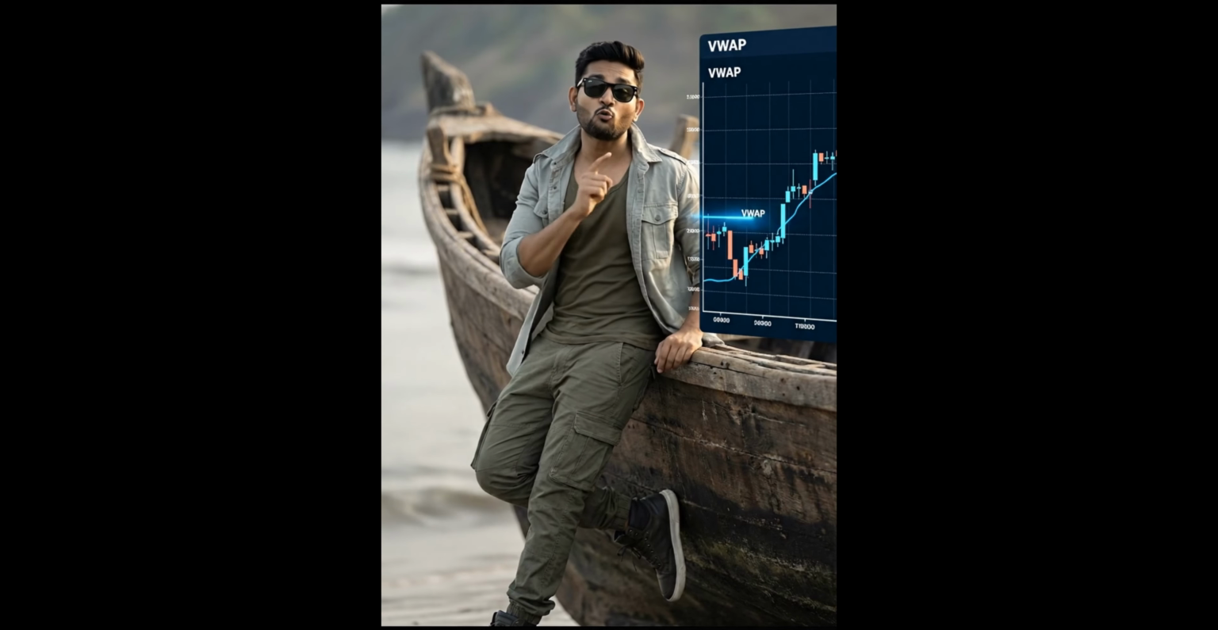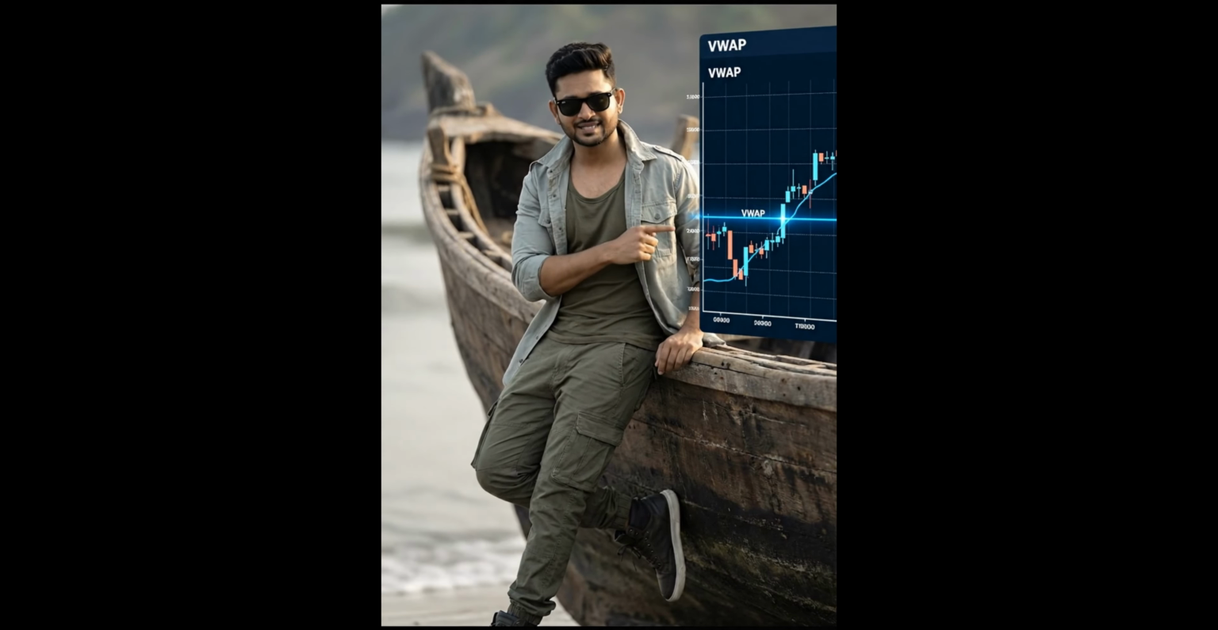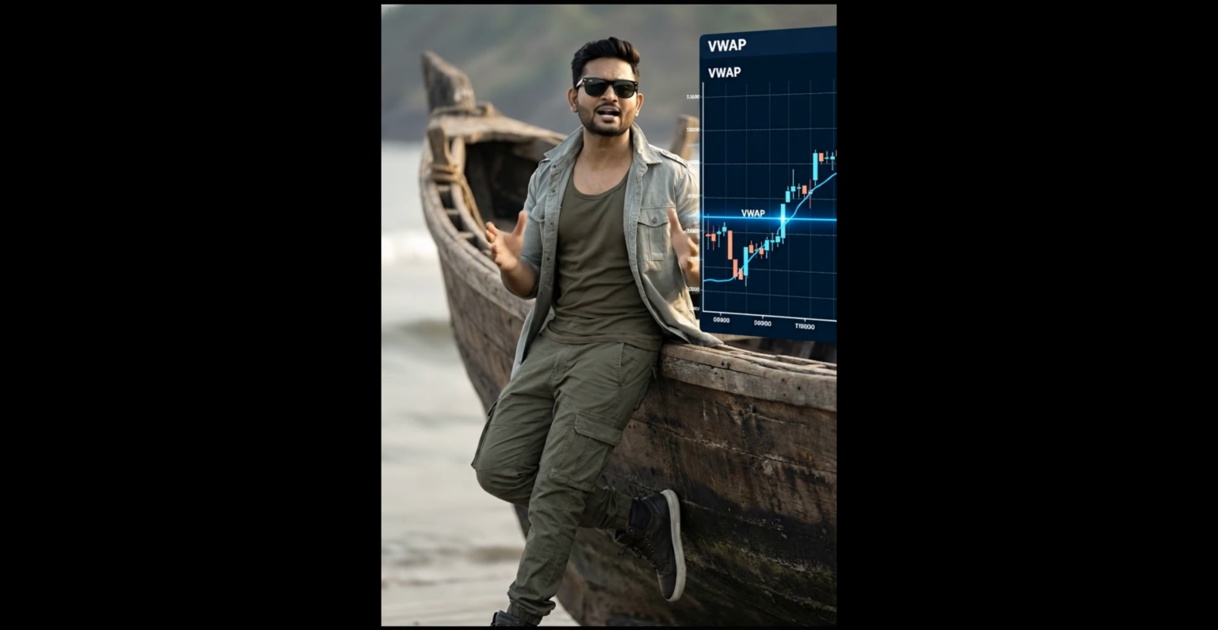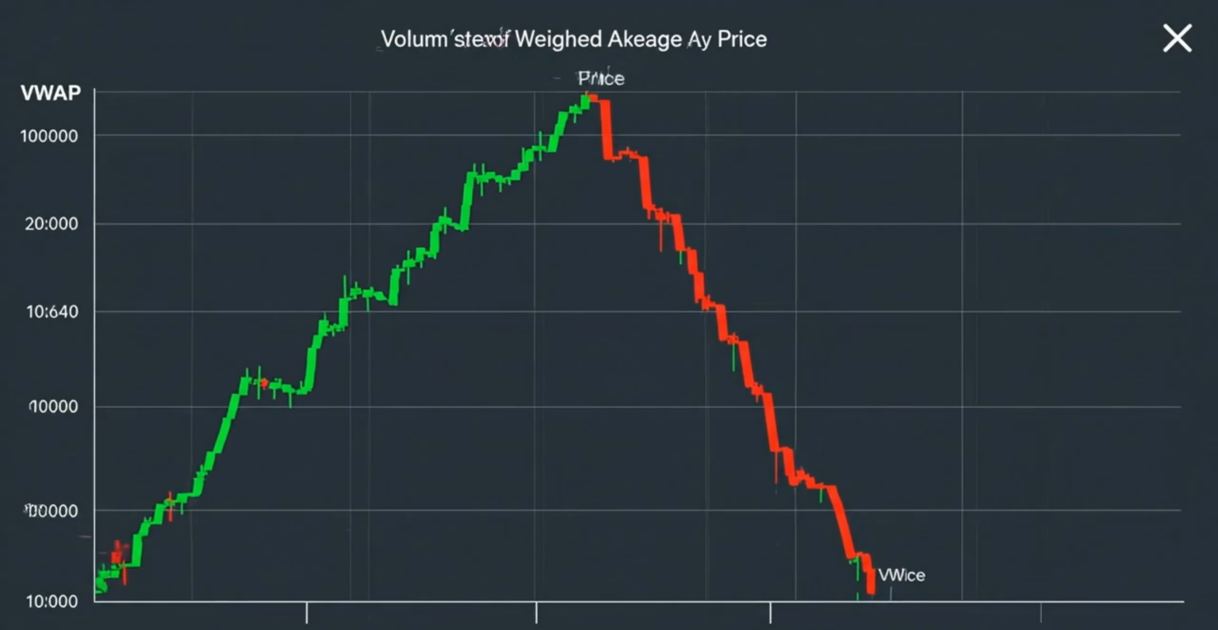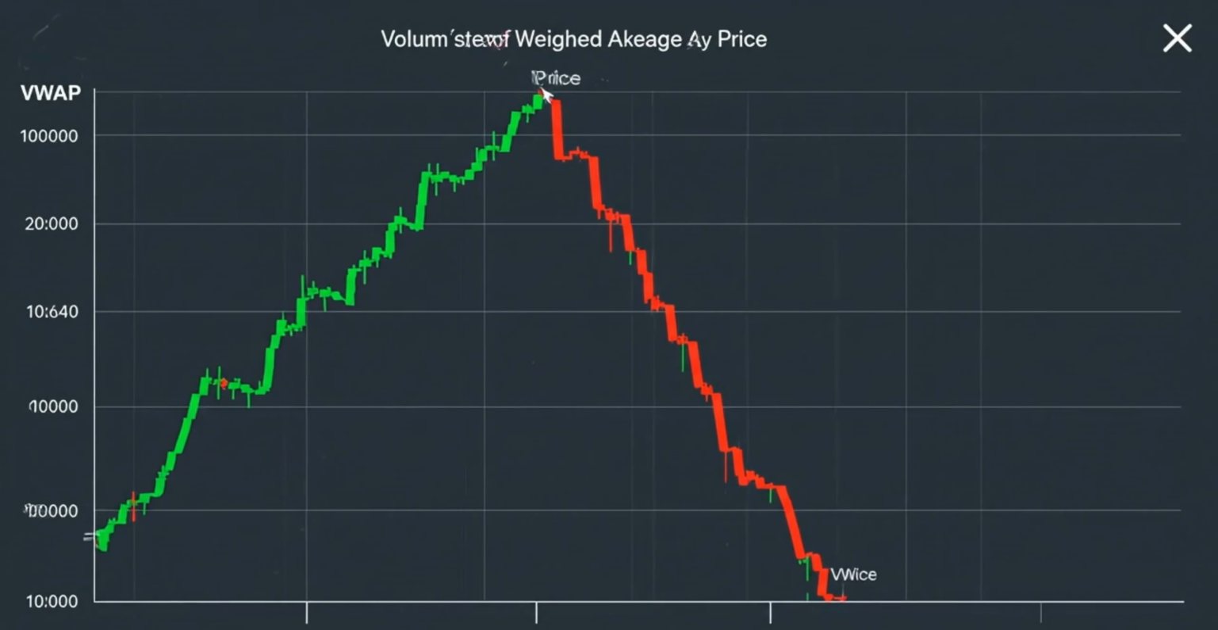VWAP stands for Volume Weighted Average Price. It shows the fair value of the market during the day. If price is above VWAP, buyers are in control. If price is below VWAP, sellers dominate.